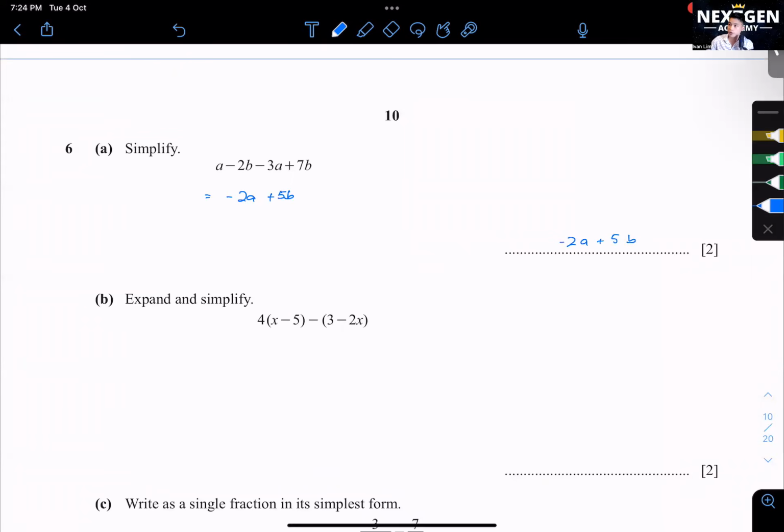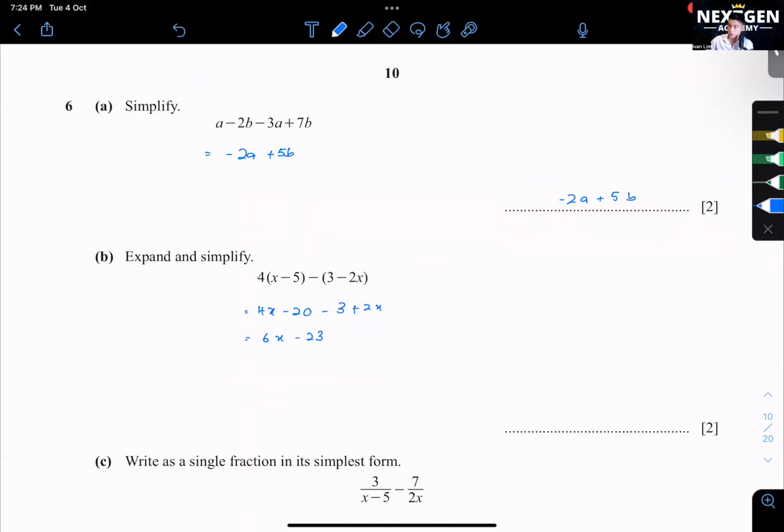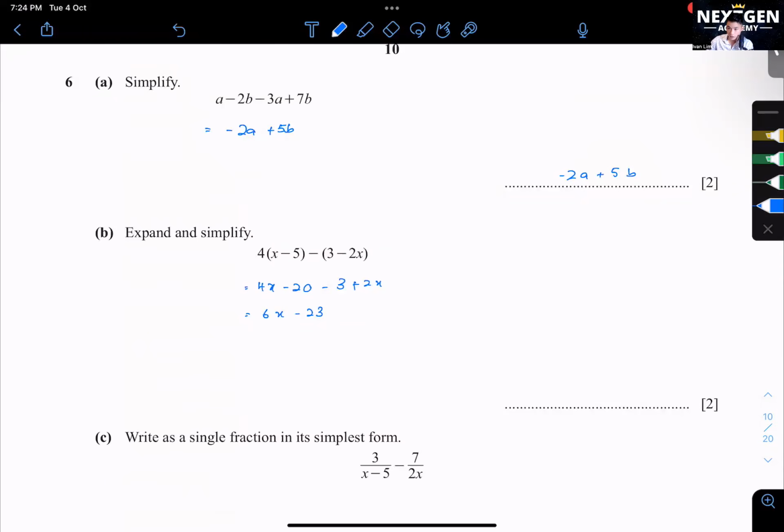Okay, expand and simplify this. 4x minus 20 minus 3 plus 2x, you'll get 6x minus 23. This one, what chapter? As in this question. Algebra. Chapter 1, chapter 2.